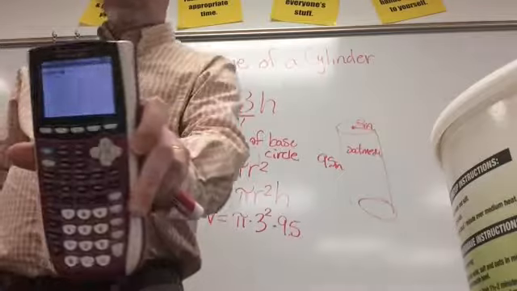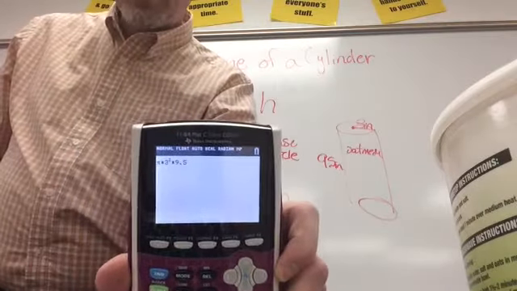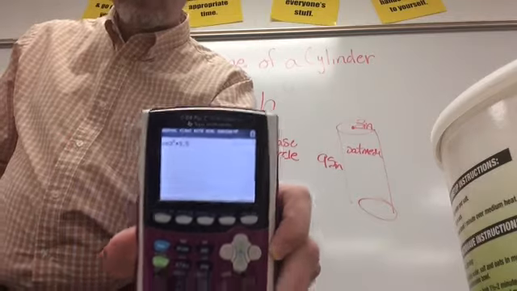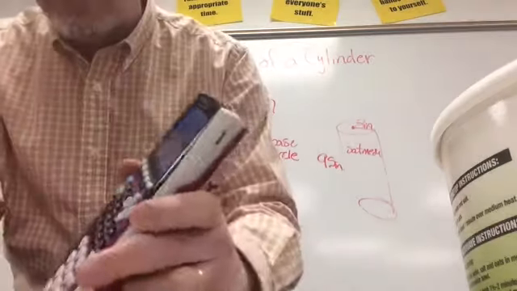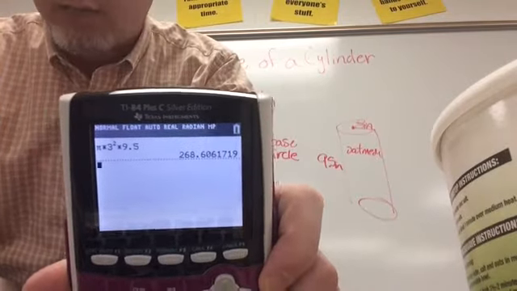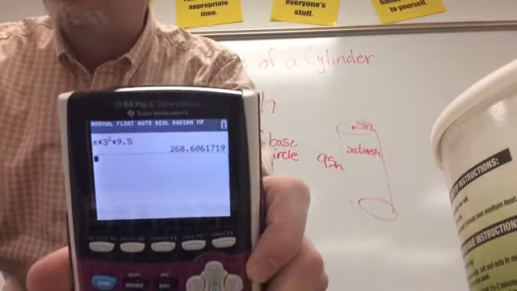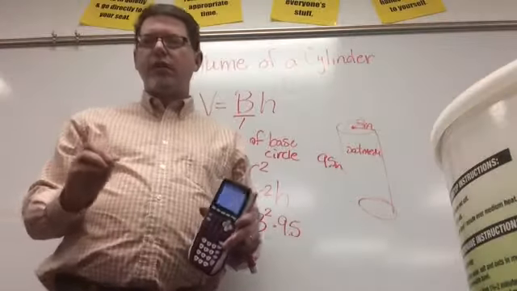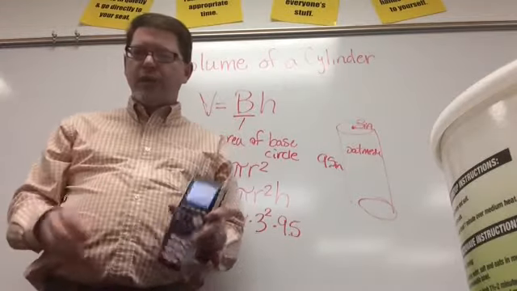So I'm going to show you on the camera. Make sure you can see that. Pi times 3 squared times 9.5. And now I'm going to hit enter, and that's the answer I get. And you're thinking, that's way too many numbers after the decimal. You're exactly right. When we deal with volume, we're going to always round our answers to the nearest hundredth.